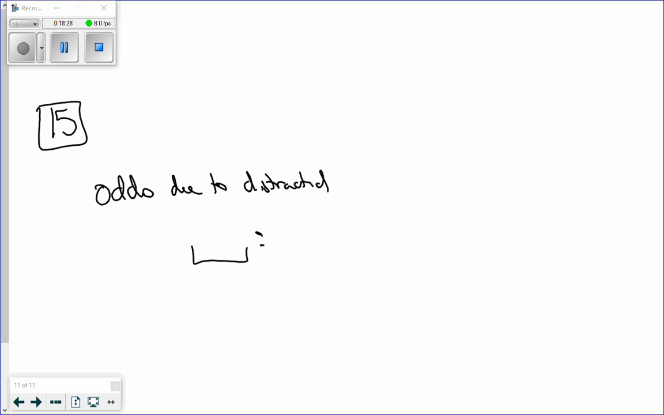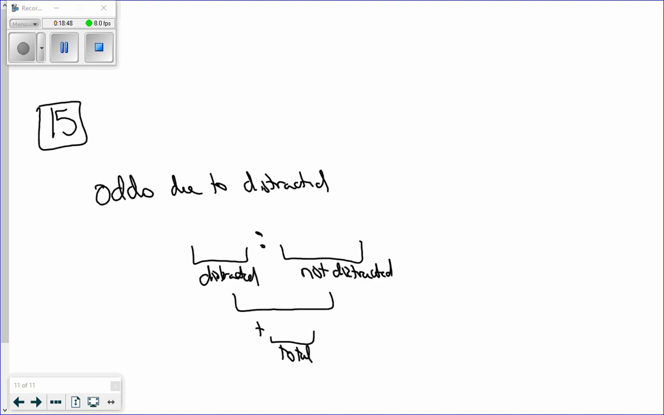So that means the first number you see is the distracted. The second number is not distracted. Okay, so distracted to not distracted. And they have to add up to give you the total. So 13 in every 50 boating accidents are due to the pilot being distracted. So number of favorable is 13. The total is 50. So how many then are not distracted? 37.